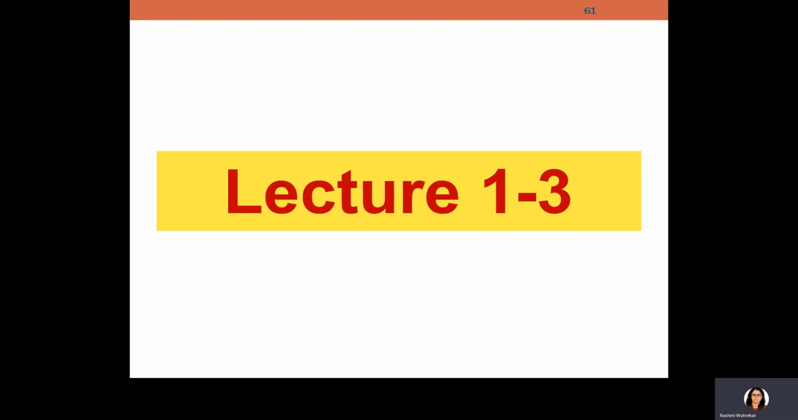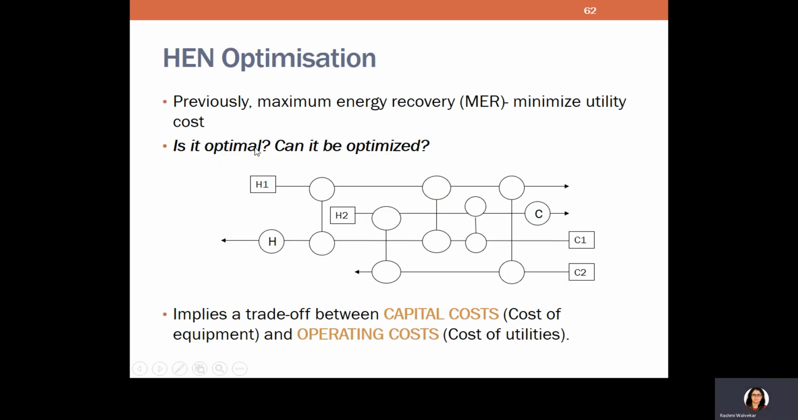So now we will start on the optimization of the heat exchanger network. Once we finalize our heat exchanger network using the problem table algorithm, we need to find out whether our design is optimized or not. Optimization is a trade-off between your capital cost and operating cost. If you want to further reduce the number of heat exchangers, the utilities and the equipment, then we have to perform the optimization.